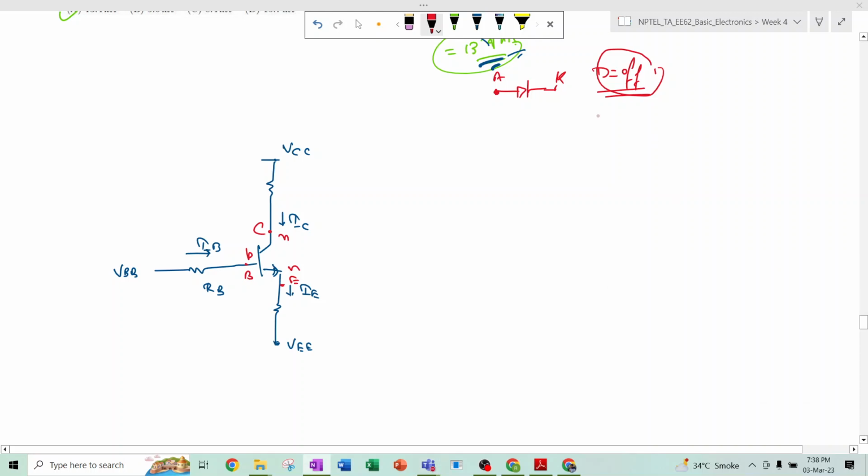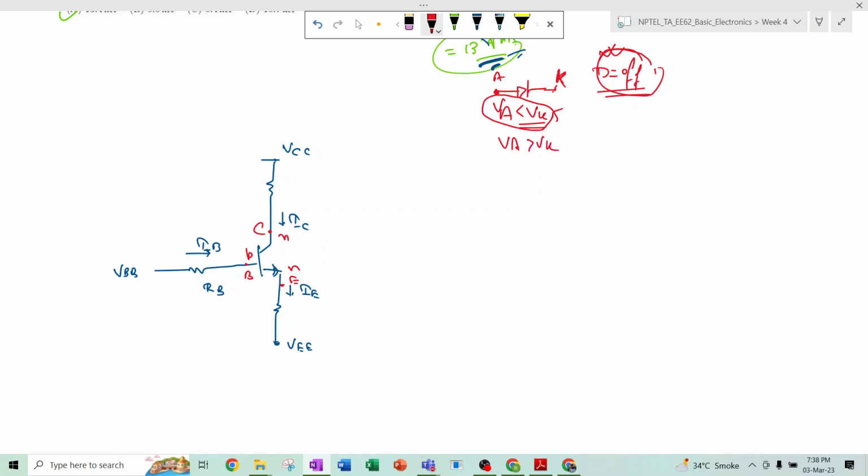At the anode and cathode terminal of the diode, you should always consider the potential and verify whether the anode terminal voltage is less than the cathode terminal voltage. If it verifies, then your assumption is correct and the diode is off. But if you find the anode terminal is not less than the cathode terminal, that means your assumption is wrong. So then you again put the diode on and try to solve the question, right?